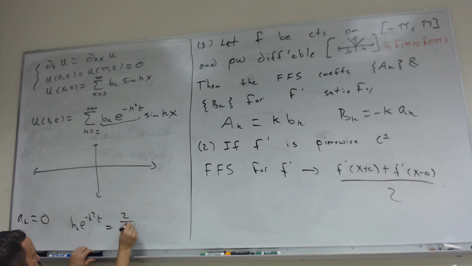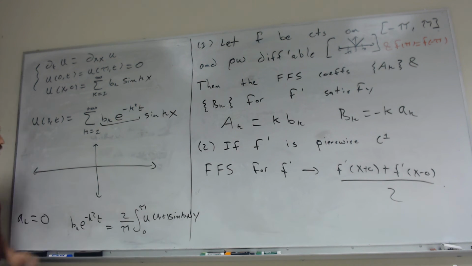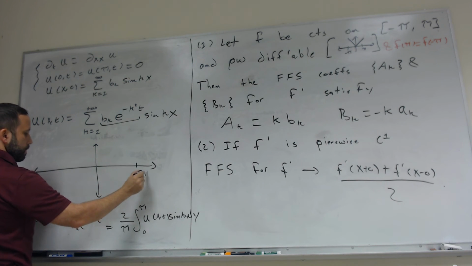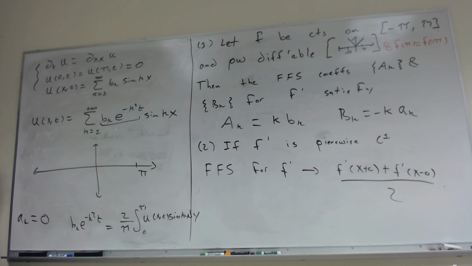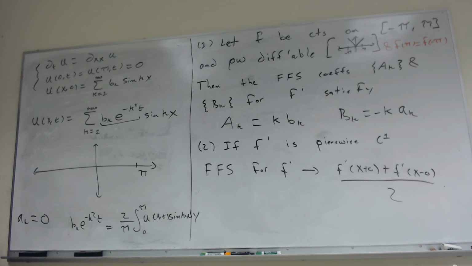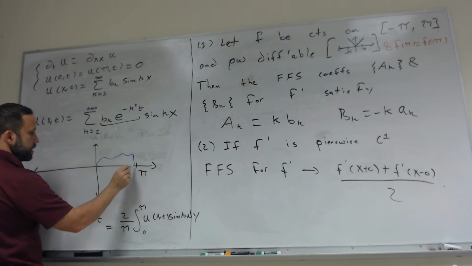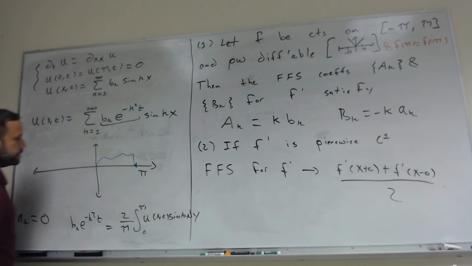And this is equal to 2 over pi times the integral from 0 to pi of u of x,t sine ky dy. Okay, so let's say this is pi. And let's say I've got my function from 0 to pi. I don't know, what do I know about u? So I'm going to graph u of x,t for a fixed value of t. What do I know about u? Not a lot, but it's going to look something like this. Meaning it's 0 here and 0 here.